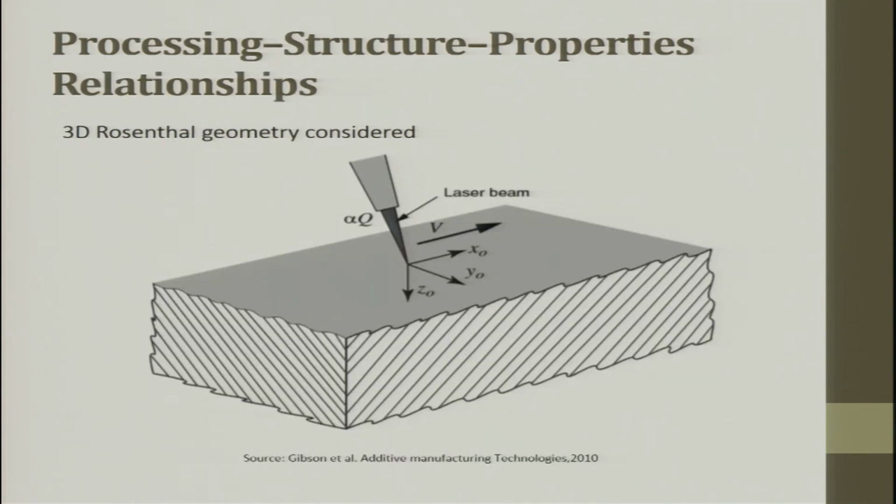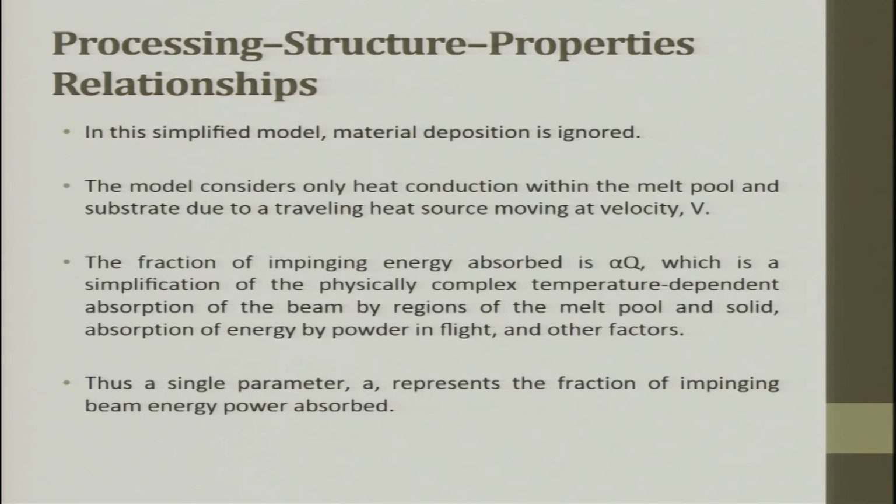So, this is the Rosenthal effect. Rosenthal geometry is there. This is a laser beam, it moves at a velocity v. So, at x plane, y plane, z plane, here is the alpha and q, heat, and the thermal conductivity.